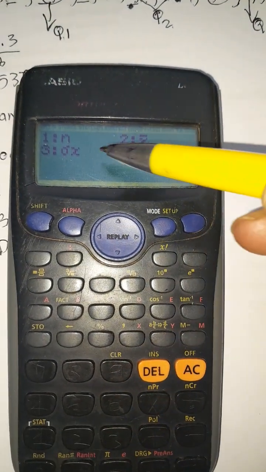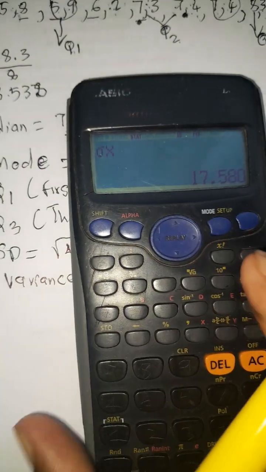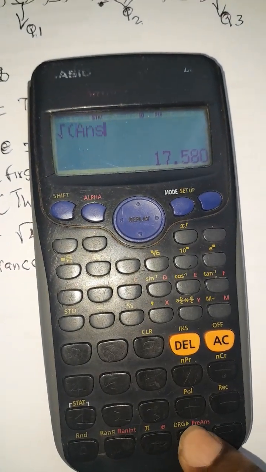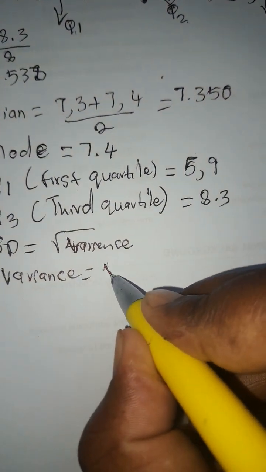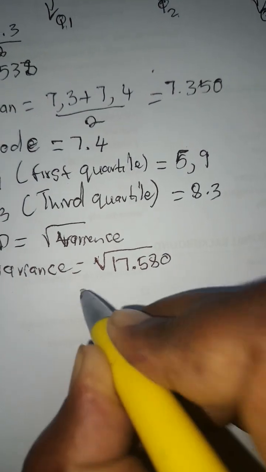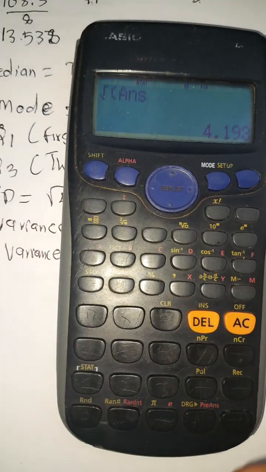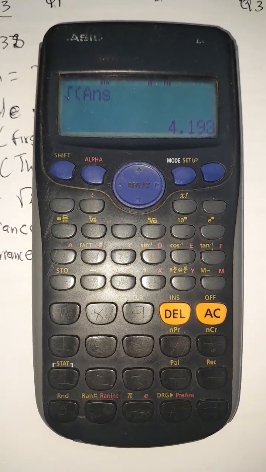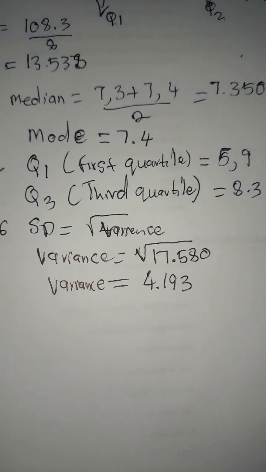How many numbers are here? 8. That's correct. Then shift again. Where there is 3, it's our standard deviation. So remember, variance, since it's the square of the standard deviation, you are going to take this answer here and square it. So this will be our variance. Remember, variance is the square of the standard deviation. So I'll take the standard deviation, 17,580. So what is my variance? My variance will be 4,193. Remember they said correct to 3 decimal places.